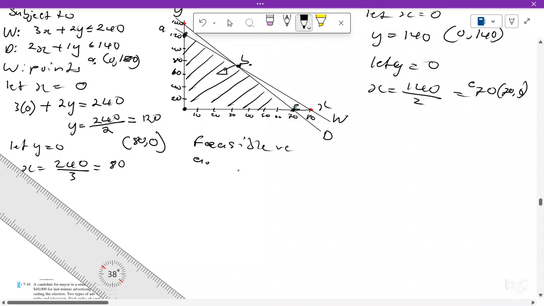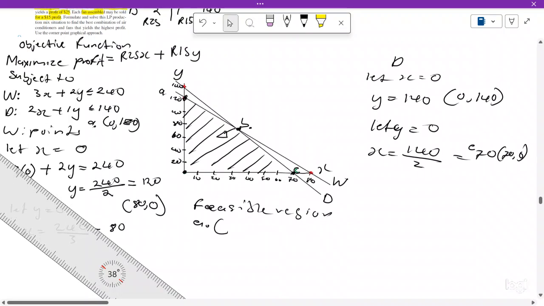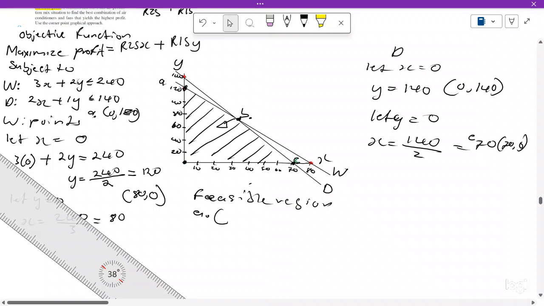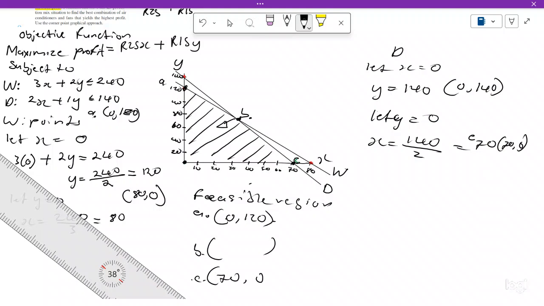Feasible region. A, you bring them up: 0, 120. B, that is your unknown currently. Then C, it's known, 70 and 0.